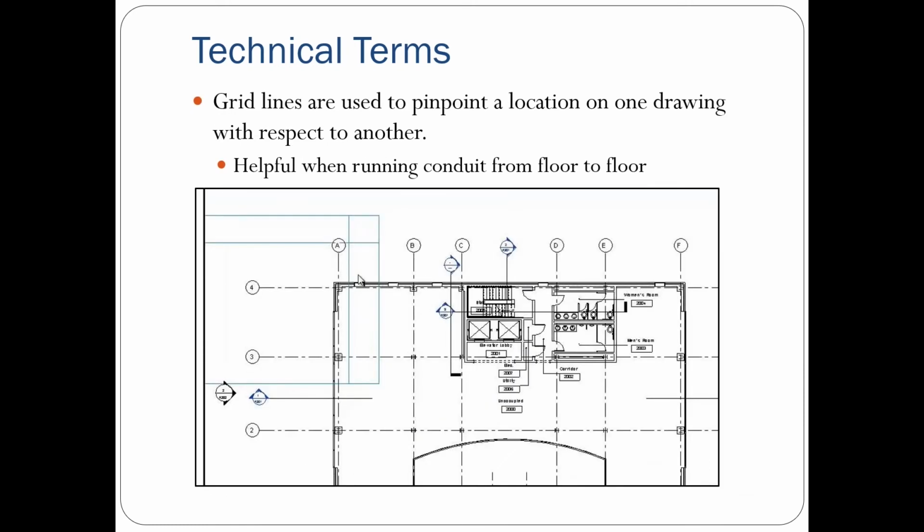Another technical term that you should be aware of is grid lines. Grid lines are used on a lot of commercial drawings, however, you won't find them as much on residential drawings. The purpose of the grid line is to find a common reference point between floors. So if I wanted to run a conduit from the basement to an upper floor, I can look at the grid lines on each level of the floor and determine if there's any walls that line up together for me to run that conduit through.